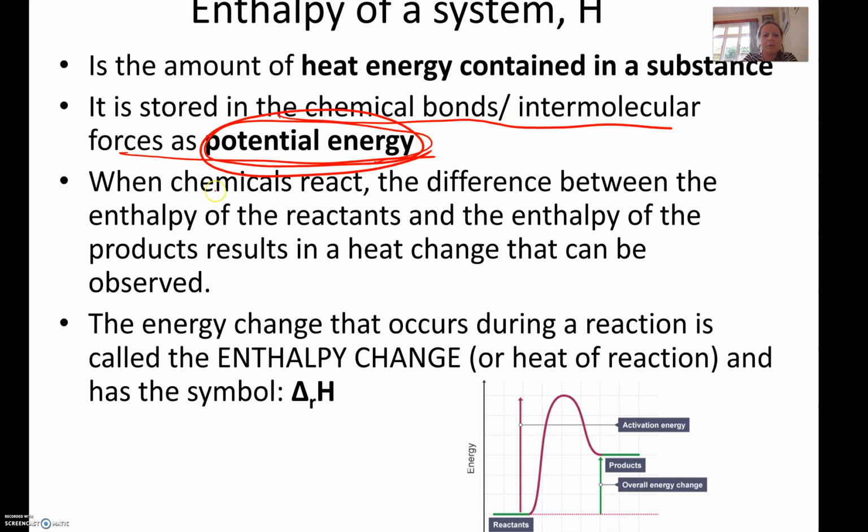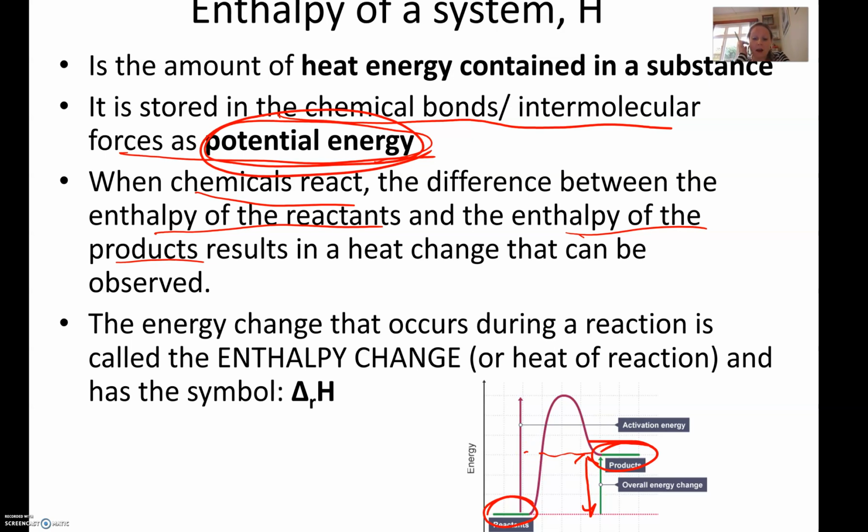When chemicals react, the difference between the enthalpy of the reactants and the enthalpy of the products is what causes the heat change that we observe. If you look down at the graph, we've got reactants down here and products down here, and it's the difference between these two values which is the enthalpy change.